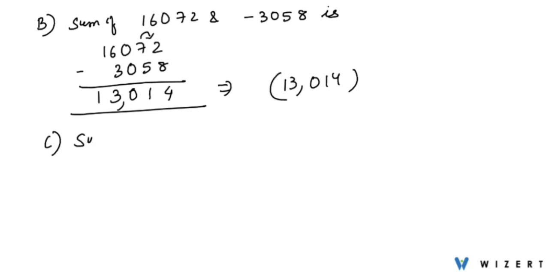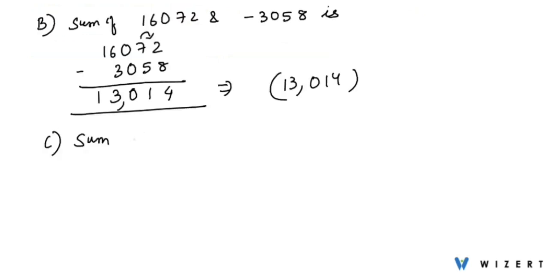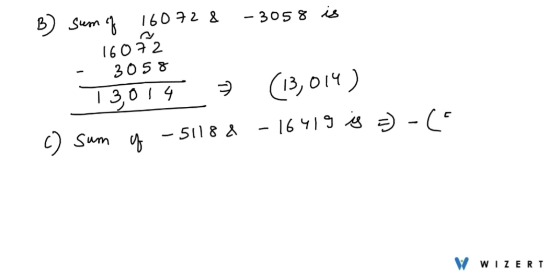Now in third option we have to find the sum of minus 5118 and minus 16,419. So basically if we take minus common from both the numbers, we have to do the addition of 5,118 and 16,419, and after that we will apply a minus sign.